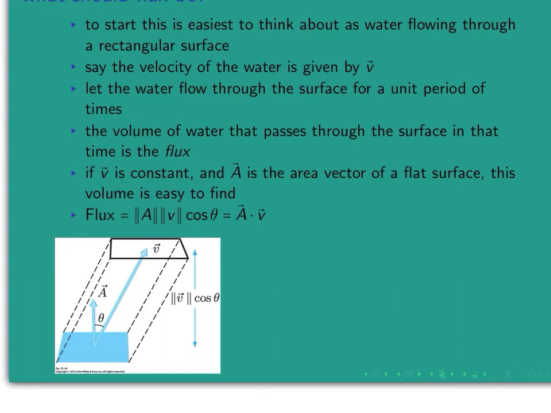So notice that what we get is the magnitude of A times the magnitude of V times the cosine of theta, where theta is the angle between the area vector and the velocity vector. But notice that that's exactly the definition of the dot product. So the flux then is simply equal to the area vector dotted with the velocity vector. Okay, so just keep in mind that this was the simplest case. Flat surface, constant vector field.